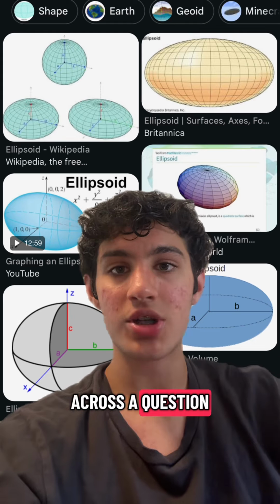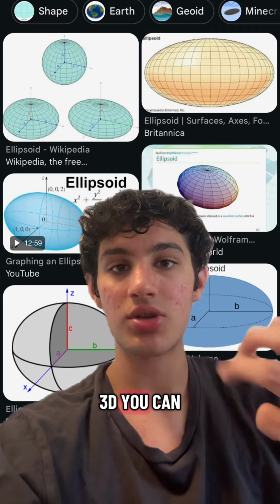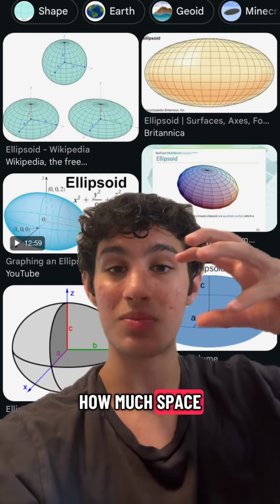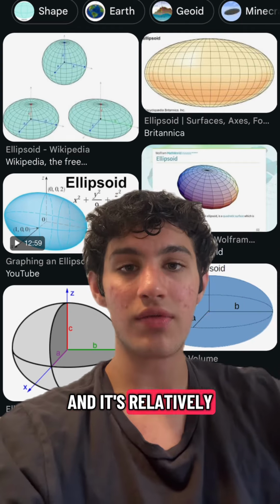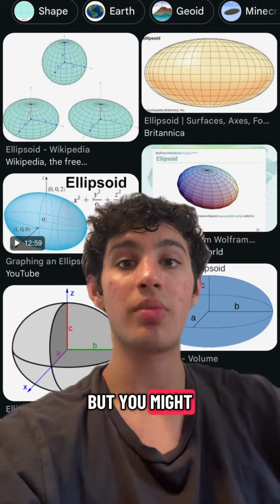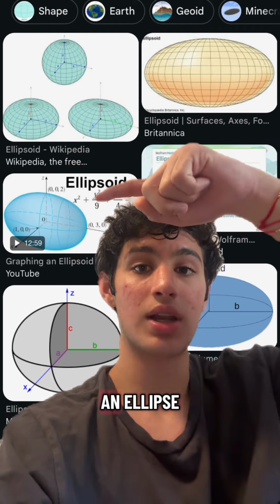But you might come across the question of how to calculate the volume of an ellipsoid, because remember, with 3D you can calculate the surface area, but more important than that often is finding the volume, how much space you take up. And it's relatively straightforward to do that with a sphere. You might not know the proof for the formula, but you might know the formula itself, which is 4/3 pi r cubed. But how could you do the same thing with an ellipsoid?